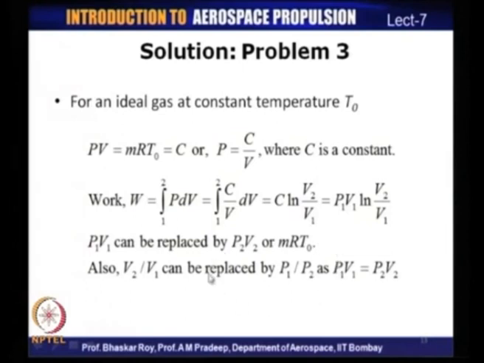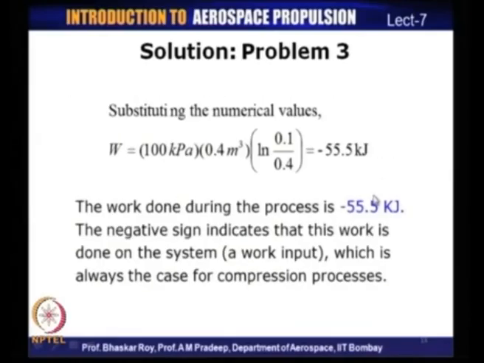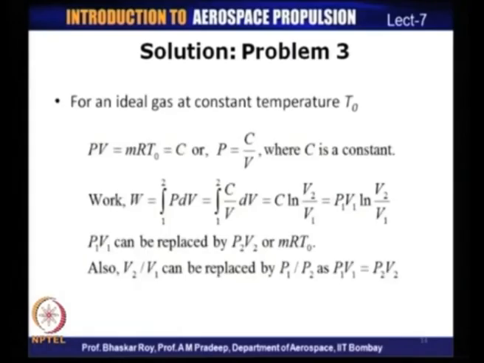And so, if we make these changes in the work equation, which is P1 V1 log V2 by V1, we will basically have to replace P1 V1 in terms of mRT, because mass is known, the gas constant for air is known, and temperature is already known. So, this equation would reduce to work done is equal to mRT0 log P1 by P2.